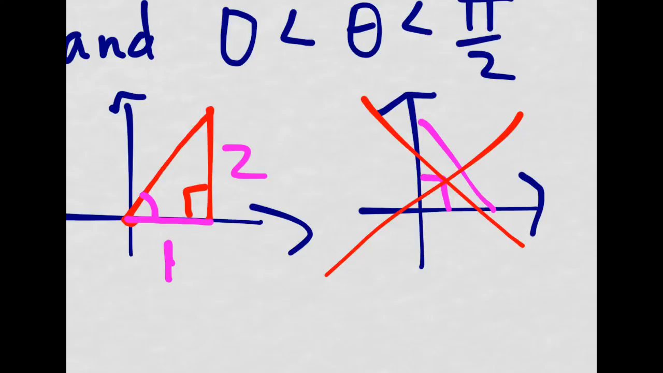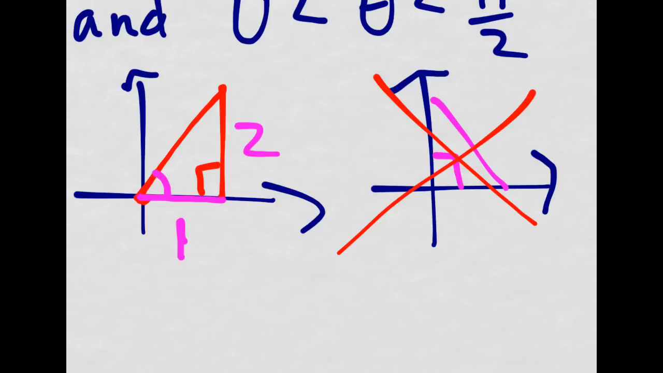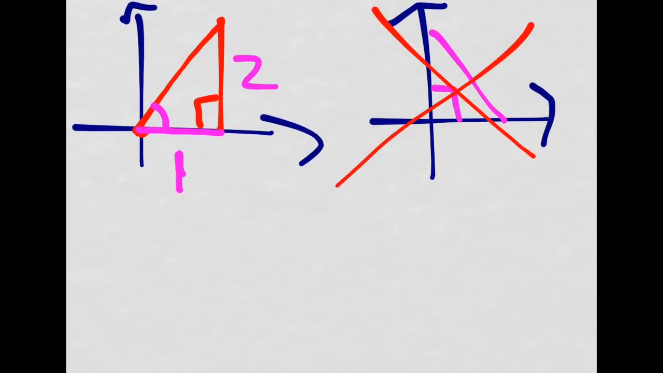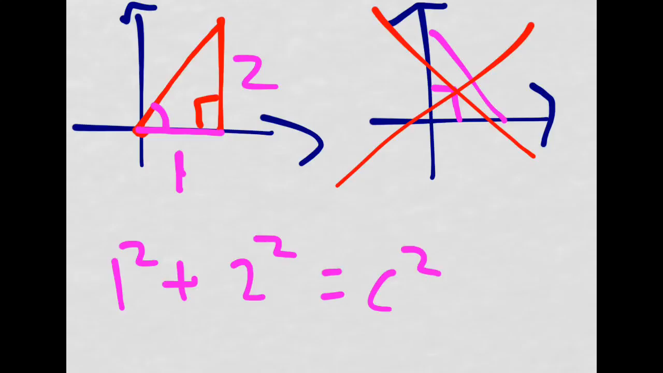Alright, so now is 1 and 2 one of the triples that you know or had to memorize? Alright, so I'm going to set that up. I have both legs. So it's going to be 1 squared plus 2 squared equals c squared. C squared is always the hypotenuse, so it's always that line that comes out from the origin. So if I had c squared and I didn't have one of these, I'd plug that in for c squared.